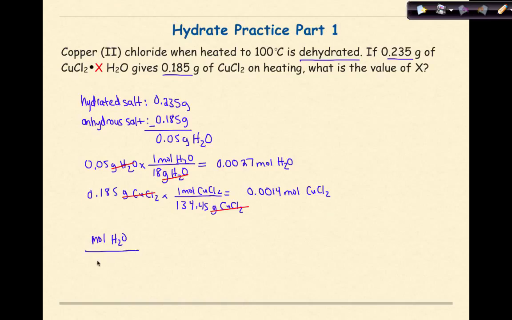Now what I'm going to do is take the moles of water, moles of H2O, and I'm going to divide that by moles of copper 2 chloride. So if I substitute my values in, I get 0.0027 divided by 0.0014, and I find that that number is 2. So this 2 right here represents the red X that we see in this formula right here.